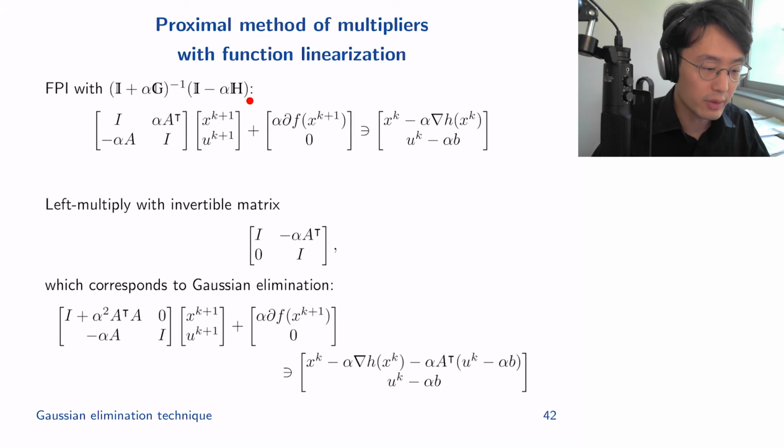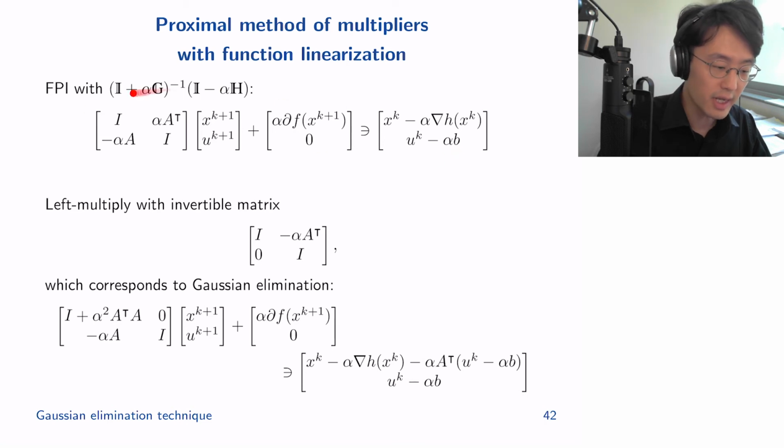The FPI with forward-backward splitting maps the iterates xk and uk to xk plus 1, uk plus 1. If we apply I minus alpha h to the iterates xk, uk, we get this on the first component, so xk minus alpha grad h of xk. And then remember that the h operator had the constant vector b in the second component, so the second component becomes uk minus alpha b. And on the left-hand side, we have xk plus 1, uk plus 1 defined implicitly through the operator I plus alpha g.